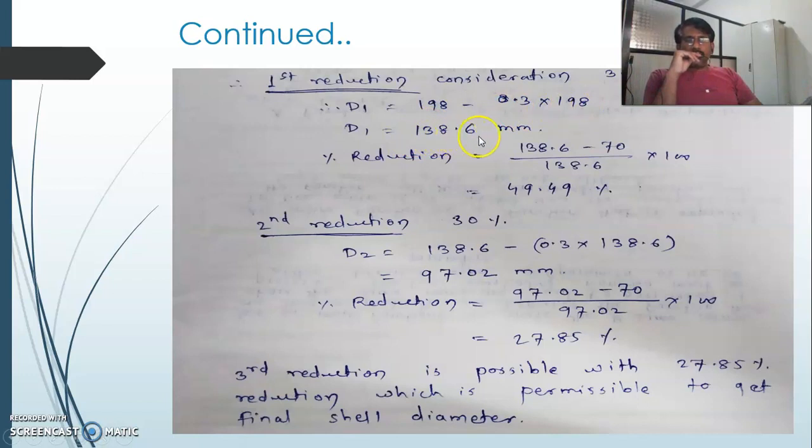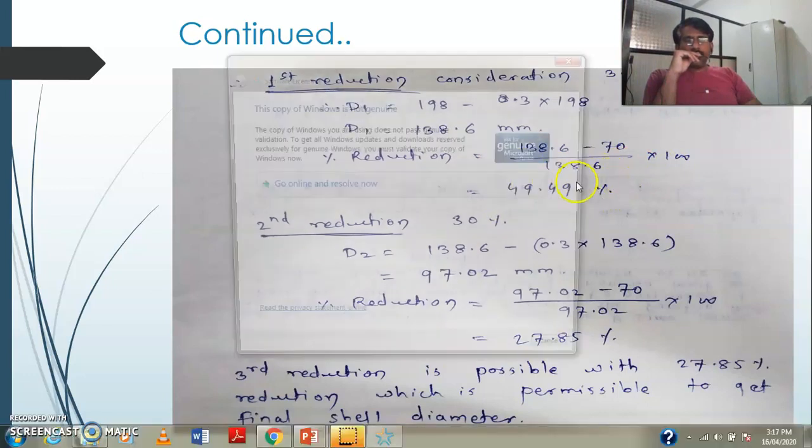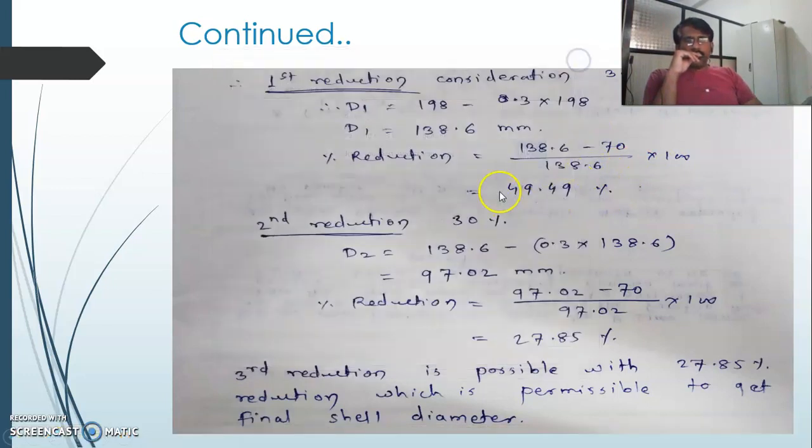that is 138.6 mm. Considering this new blank diameter, if we go for the percentage reduction as blank diameter minus shell diameter divided by blank diameter, the value comes to 49.49%. So the value comes below 50%. That means if we go with 30% for the first reduction, the value comes below 50, which means this can be possible.